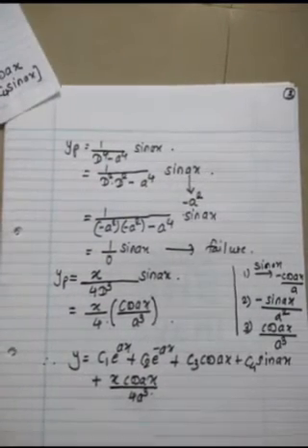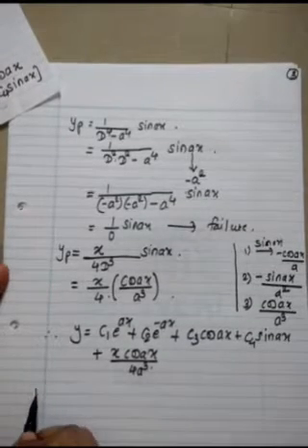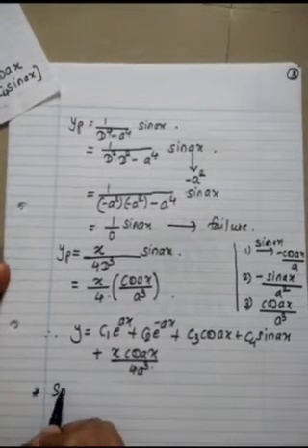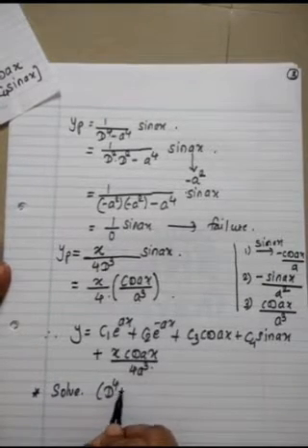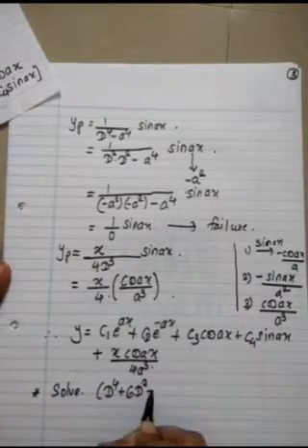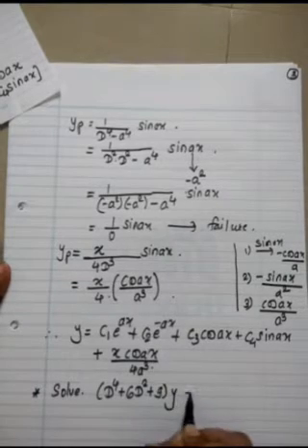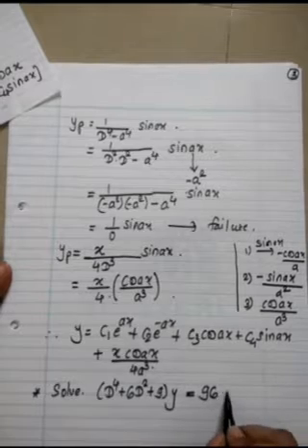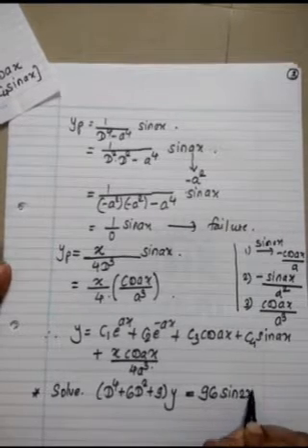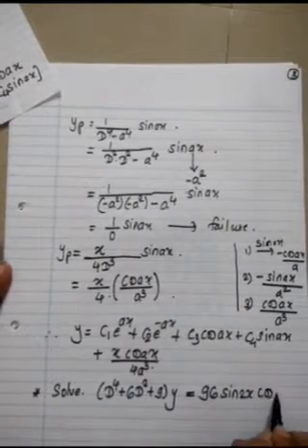This is also very important, asked many times. So write down and solve this. If there is a problem, I'll tell you. D raised to 4 plus 6d square plus 9 y is equal to 96 sine 2x into cos x.